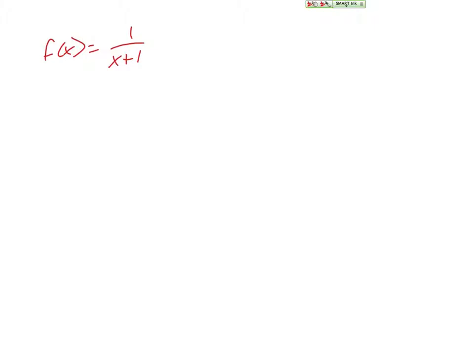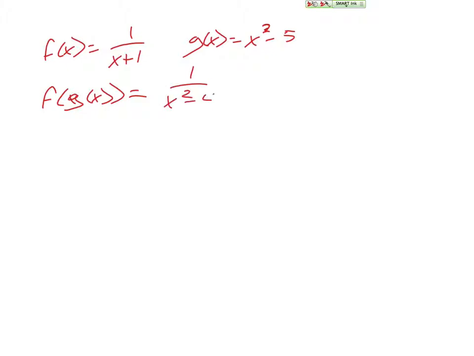f of x equals 1 over x plus 1, g of x equals x squared plus 5, x squared minus 5. So it wants me to find f of g of x. How do I find f of g of x? Plug g of x into f, and when I do that, I get 1 over x squared minus 4, correct?